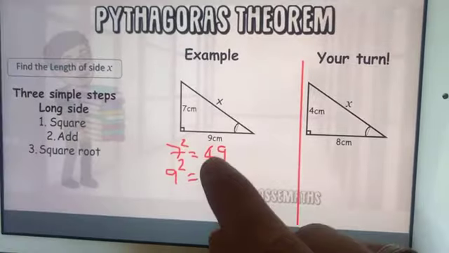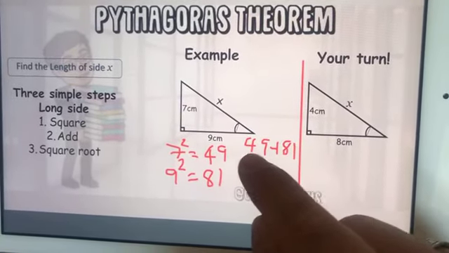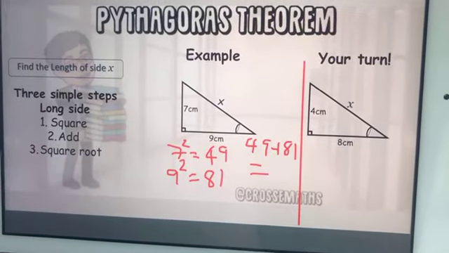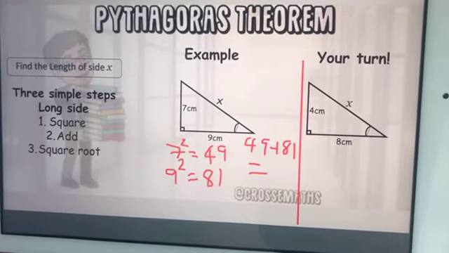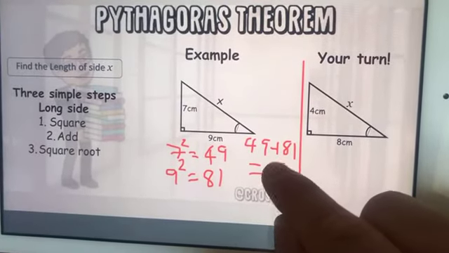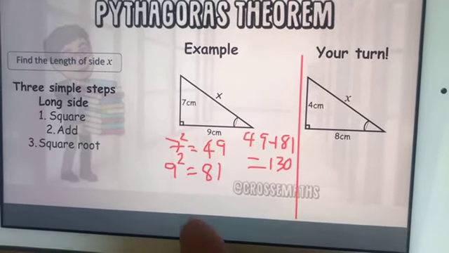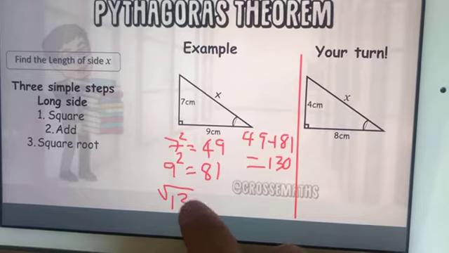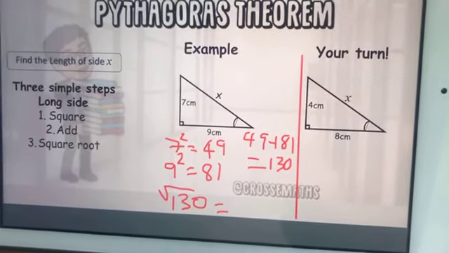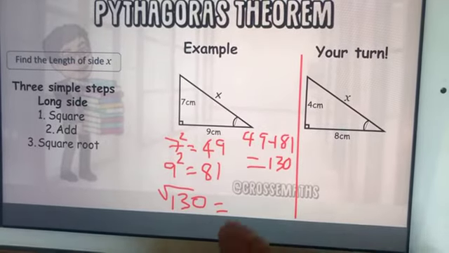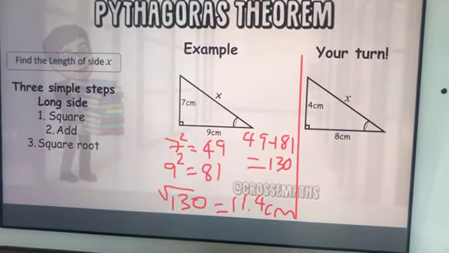I'm going to add these two up. 49 plus 81 gives me an answer of, I'm going to do everything on my calculator, not because I can't do it in my head, but because I don't want to make any mistakes. That gives me 130. And then my final step every single time, I'm going to square root that. That's step 3. Square root of 130 gives me an answer of 11.4. So the side x that we don't know is 11.4 centimeters.